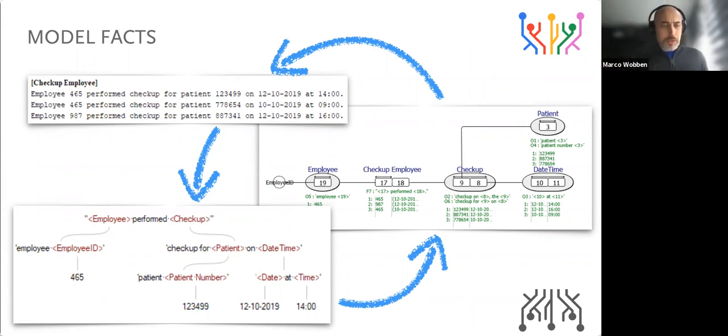In natural language, I write down a couple of fact statements, and I will read one. The employee 465 performs a checkup for patient 123499 on 12/10/2019 at 2 o'clock. And these fact statements then are grouped, and they are reflecting how the organization communicates the checkup by an employee.